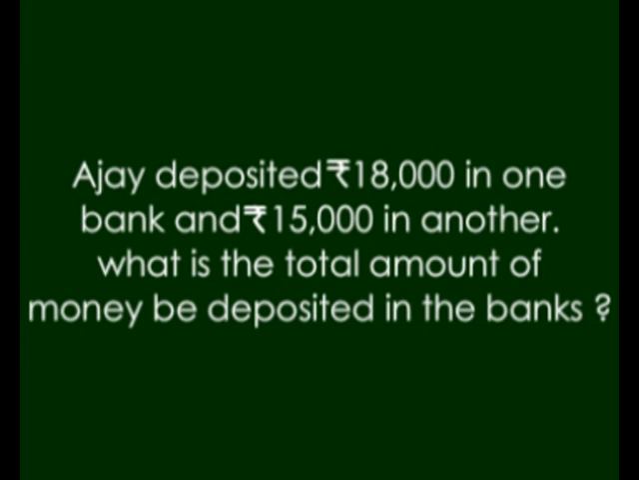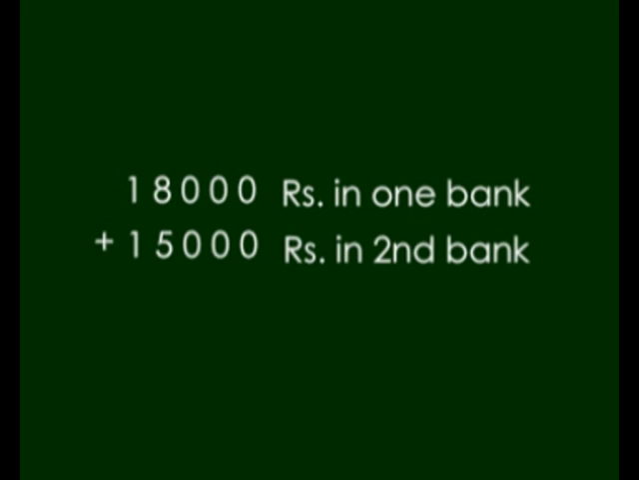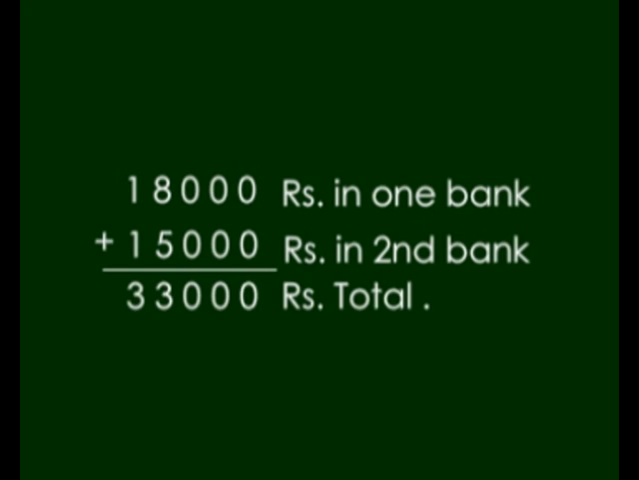Ajay deposited 18,000 rupees in one bank and 15,000 in another. What is the total amount of money he deposited in the banks? 18,000 in one bank plus 15,000 rupees in another bank. By adding the two, we get the answer: 33,000 rupees were total in both the banks.